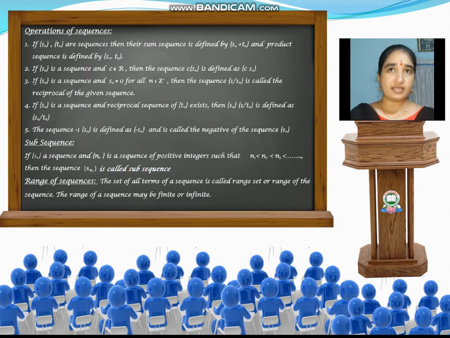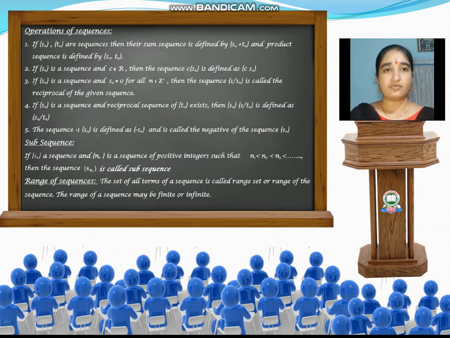If Sn is a sequence and Nr is a sequence of positive integers such that n1 less than n2 less than n3 less than and so on, then the sequence SNR is known as a subsequence of Sn.